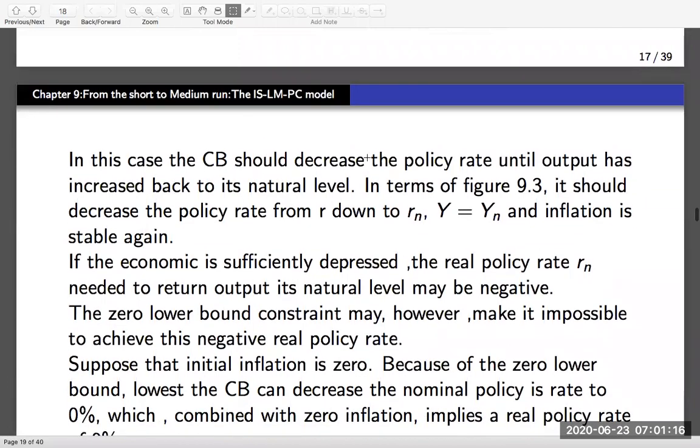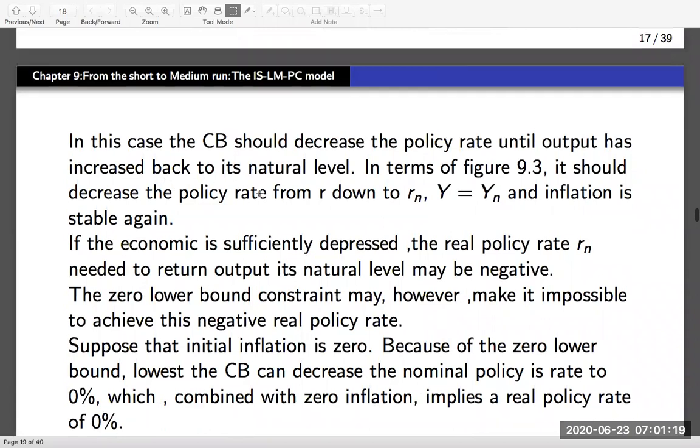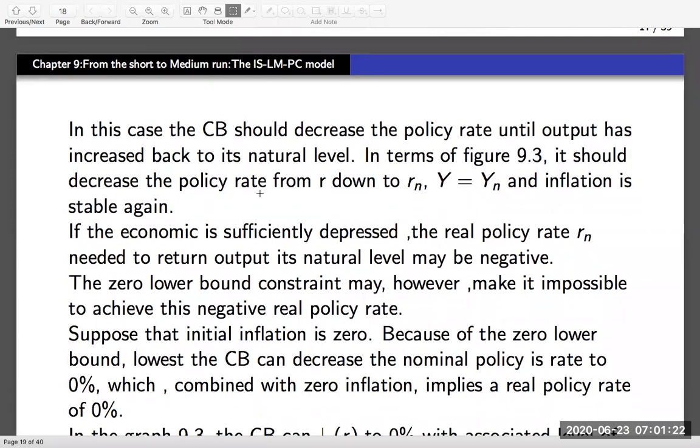In this case, the central bank should decrease the policy rate until output has increased back to its natural level. In terms of figure 9.3, it should decrease the policy rate from R down to Rn and Y until you go back to the medium run. If the economy is sufficiently depressed, the real policy rate needed to return output to the natural level may be negative. The zero lower bound constraint may, however, make it impossible to achieve this negative real policy rate. Remember that we said previously that the interest rate cannot be negative. So that's what the zero lower bound means, which means you cannot do that.